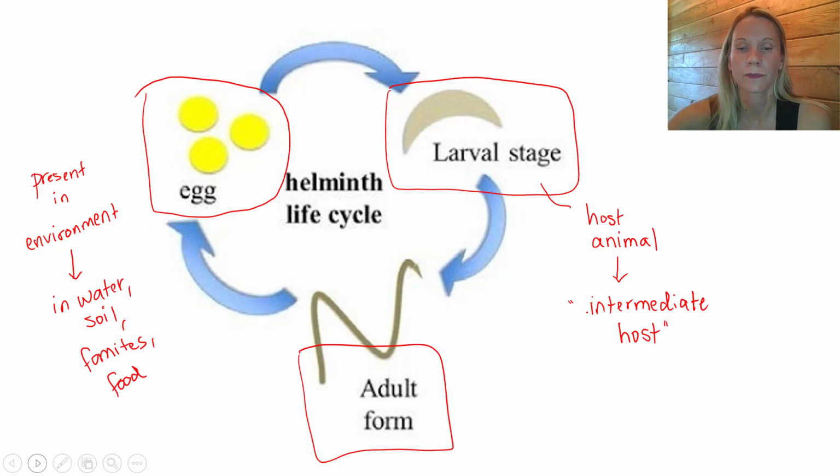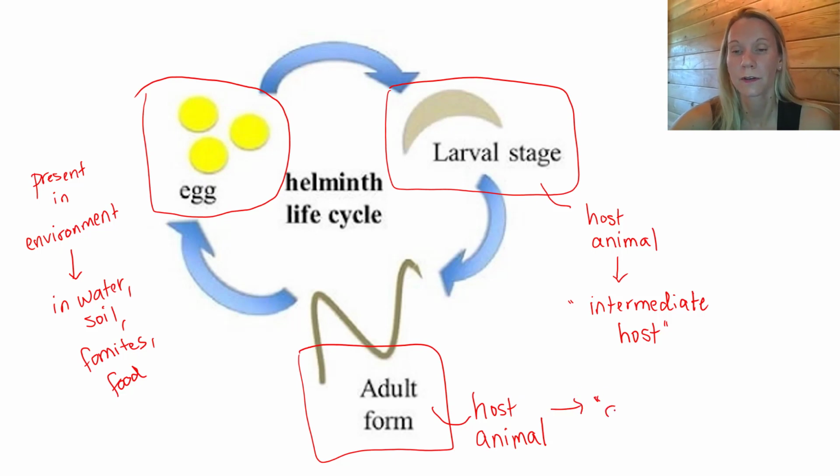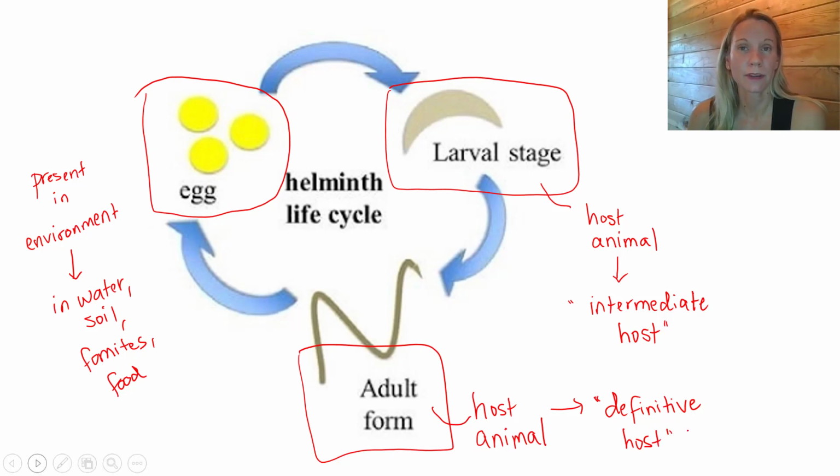The host animal that hosts the adult form, we call that host the definitive host. Definitive host means this is the host that harbors the adult worms that are sexually mature and are reproducing. So like I said, sometimes the larval and the adult can both be in the definitive host, but other times the larval stage is only in the intermediate host.